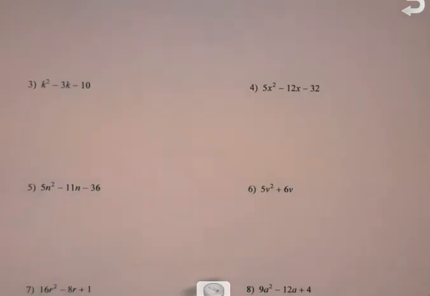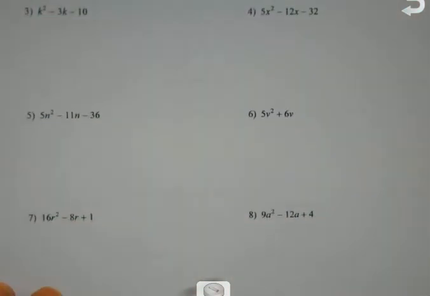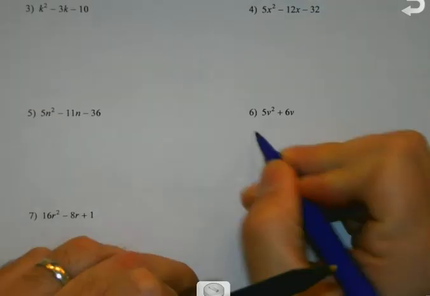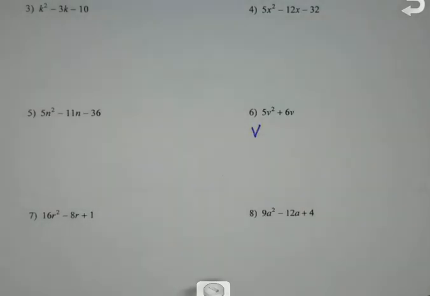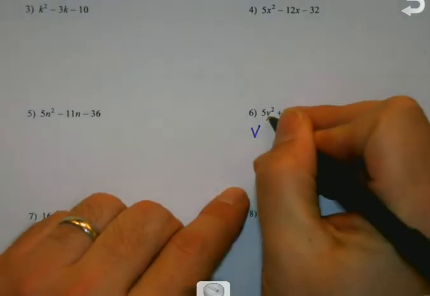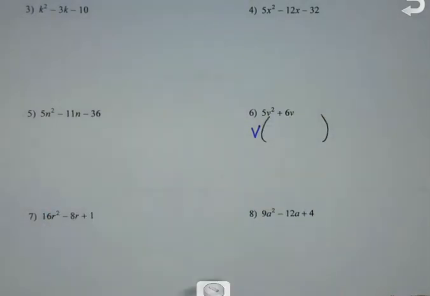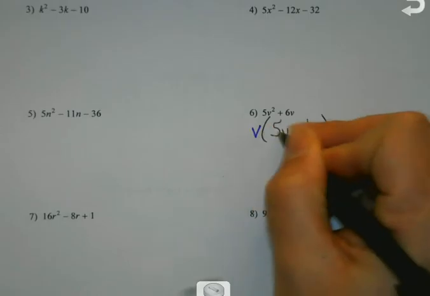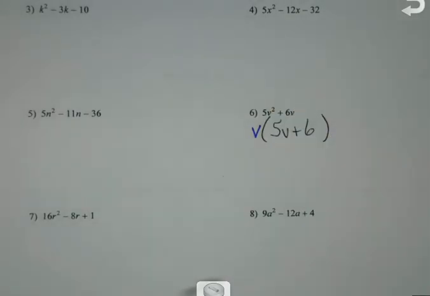So with that in mind, number 6, do those 2 terms have anything in common? V. Okay, they both have a V I can take out. Not V squared. The second term doesn't have a square, but I can take out a V. And then let's see what we've got left to put in our set of parentheses. 5V plus 6, because 5V times V would be 5V squared, and 6 times V is 6V.